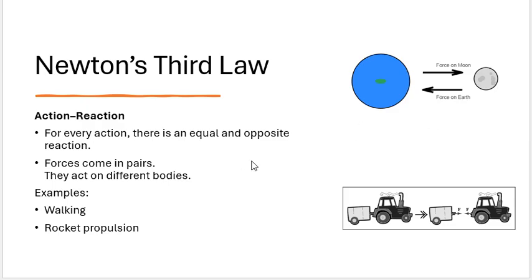There are layers that we're thinking about: the particles, little things, the medium-sized objects, and the big bodies, giant things, all in the universe. So anyway, these forces come in pairs and they act on different bodies. Walking is an example, and rocket propulsion is another example. And here is another example with a little tractor, and a little cart, your trailer behind it. This is acting force on here, and that is acting force on here.